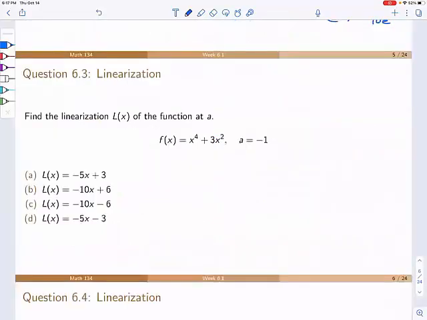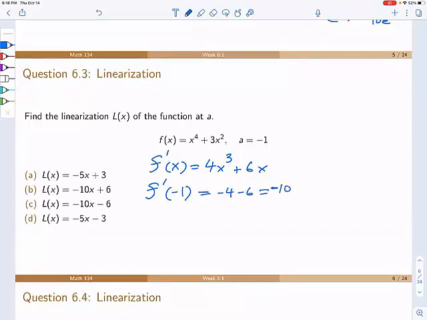Okay, so here's another function. So we're given a function and an a value, and we want to find the linearization. So my derivative of my function is 4x cubed plus 6x, and then I'm interested in evaluating a specific slope at -1. So I plug in -1, and I get -4 minus 6, so the whole thing is -10. So my slope is a sharp downhill slope of -10.